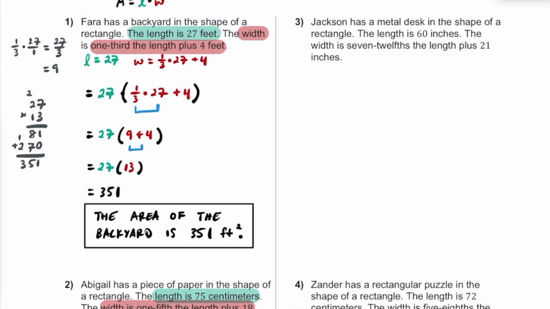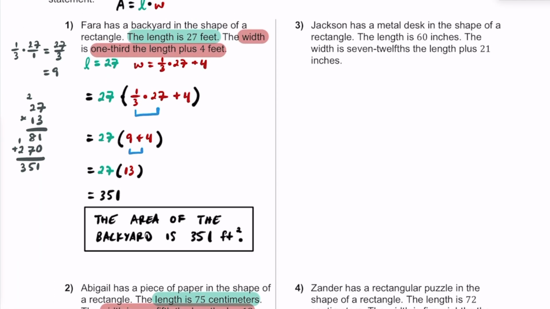Let's check out number 3. For number 3, Jackson has a metal desk in the shape of a rectangle. Surprise, surprise, it's another rectangle. So let's start with the fact that the length here is going to be 60 inches. Let's go ahead and write down that variable. Let's say this cursive L is equal to 60. And then what about the width here? Well, the width is going to be 7/12 of the length plus 21 more inches. So let's go ahead and define that. Say the width here is going to be 7/12 of whatever the length is, a multiplication, just like in the last couple examples, plus 21 more inches on top of that.